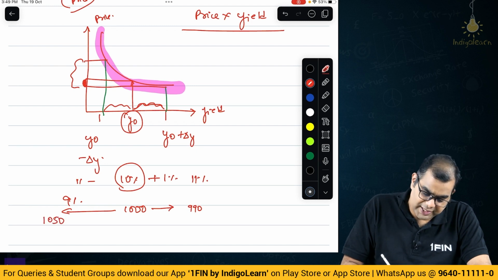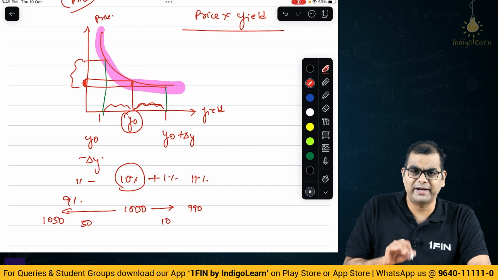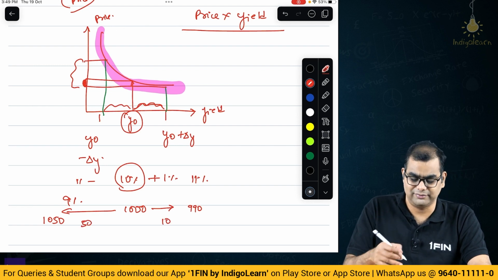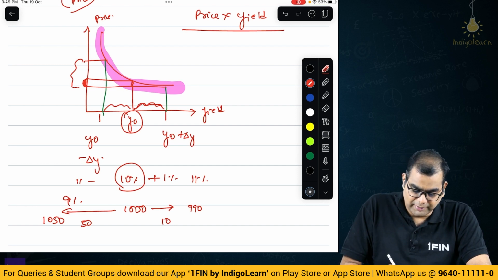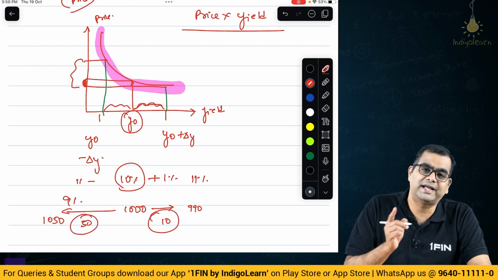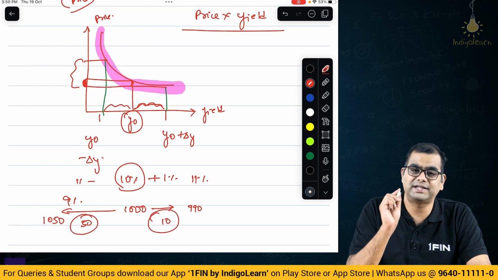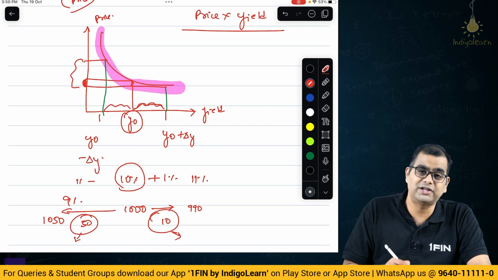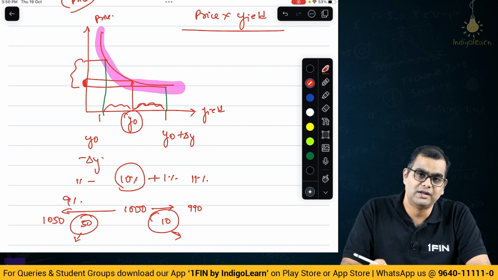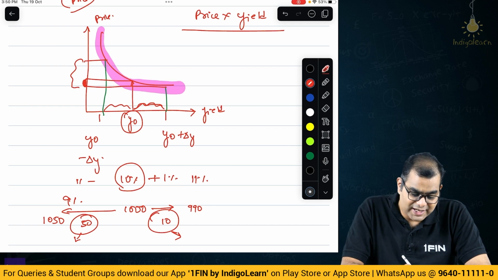So for the same 1%, here the impact is 10 rupees, here the impact is 50 rupees. And these are my made up numbers. I am not actually computing them. We will compute in one of the problems. But the broad idea is this: for the same change, the impact on the price of the bond is different. Same percentage, same absolute value change in the yield. For the same delta y, if it is plus delta y, it is decreasing by 10 rupees. If it is minus delta y, it is increasing by 50 rupees. So this is the nature of the curve.